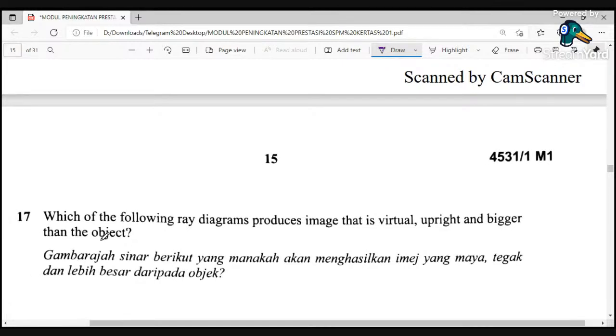Okay, 17. Which of the following ray diagram produces image virtual, upright, bigger? B, U, M. Magnified. Okay.